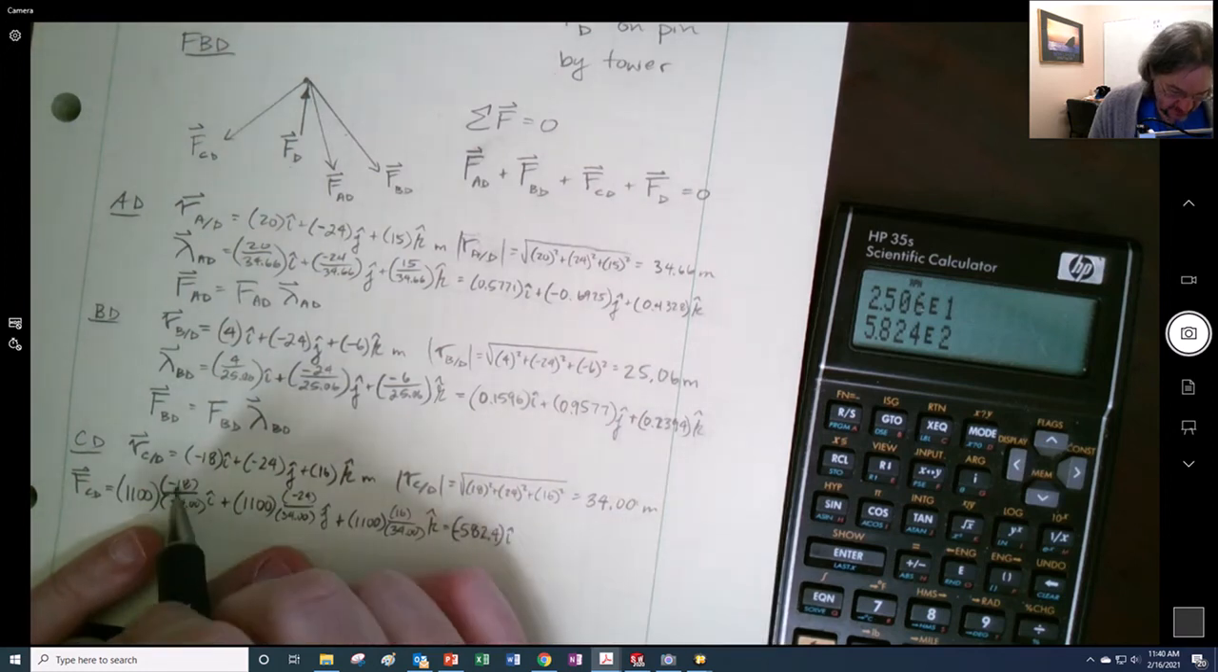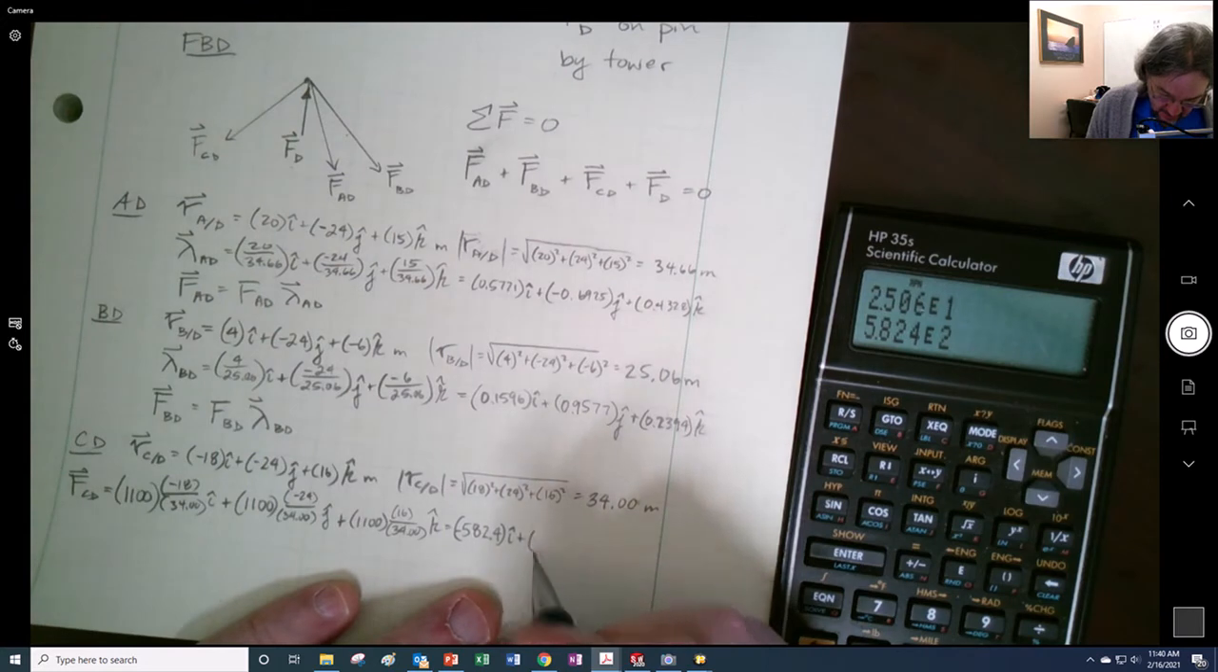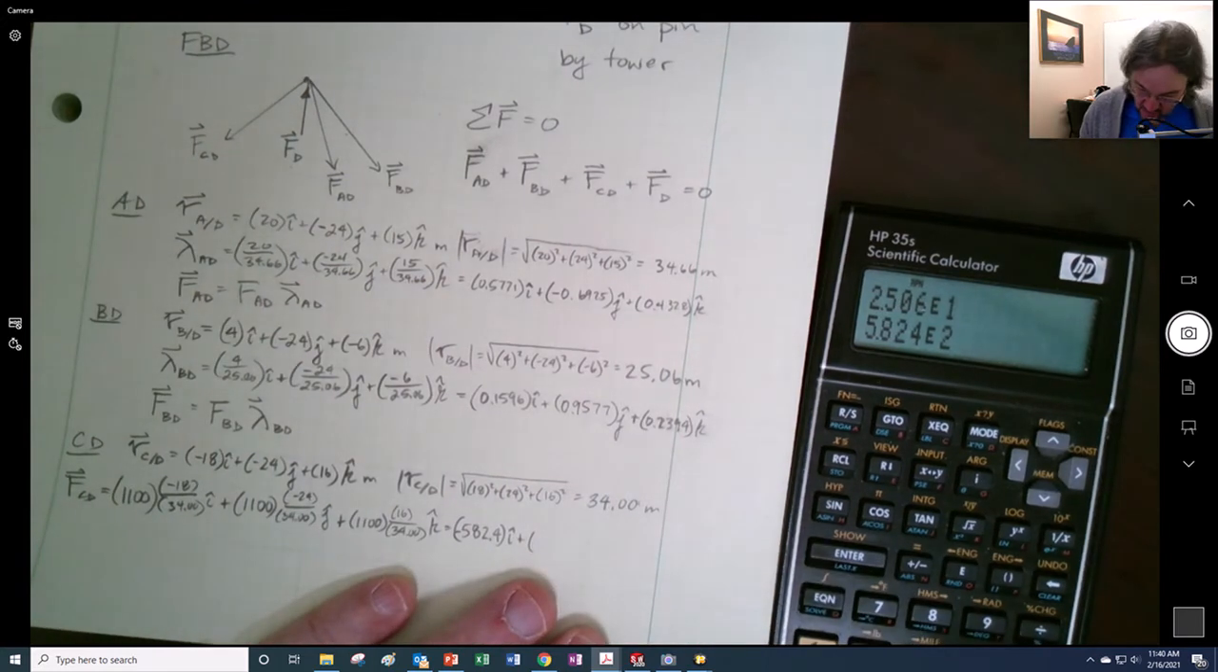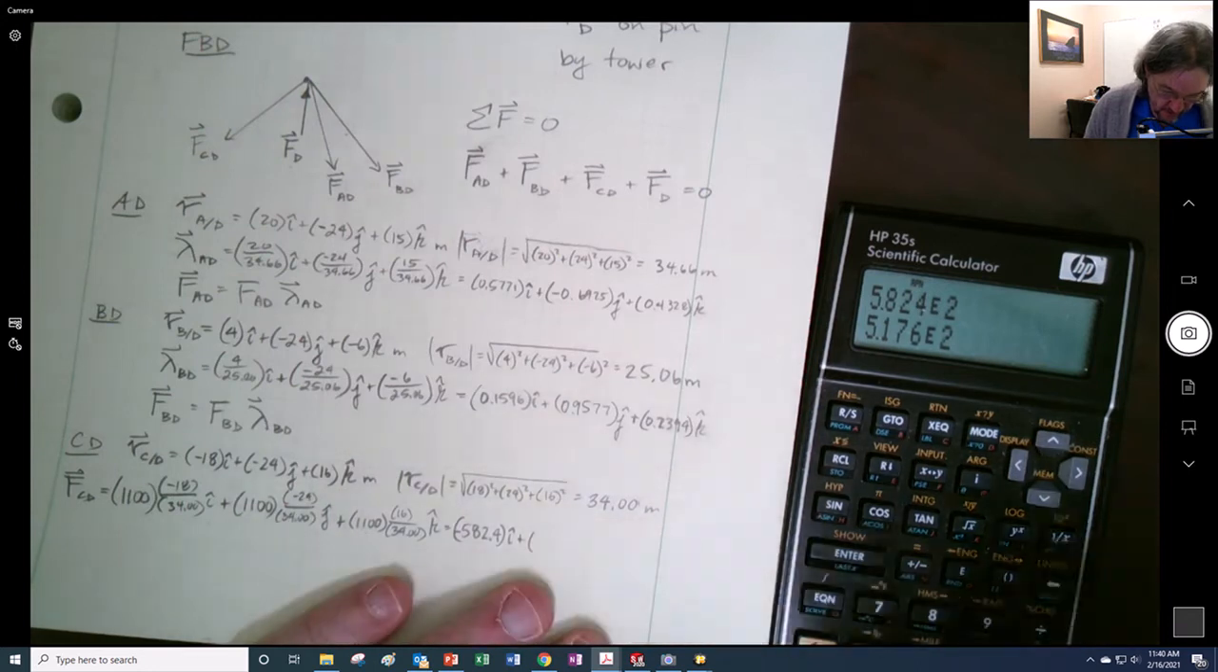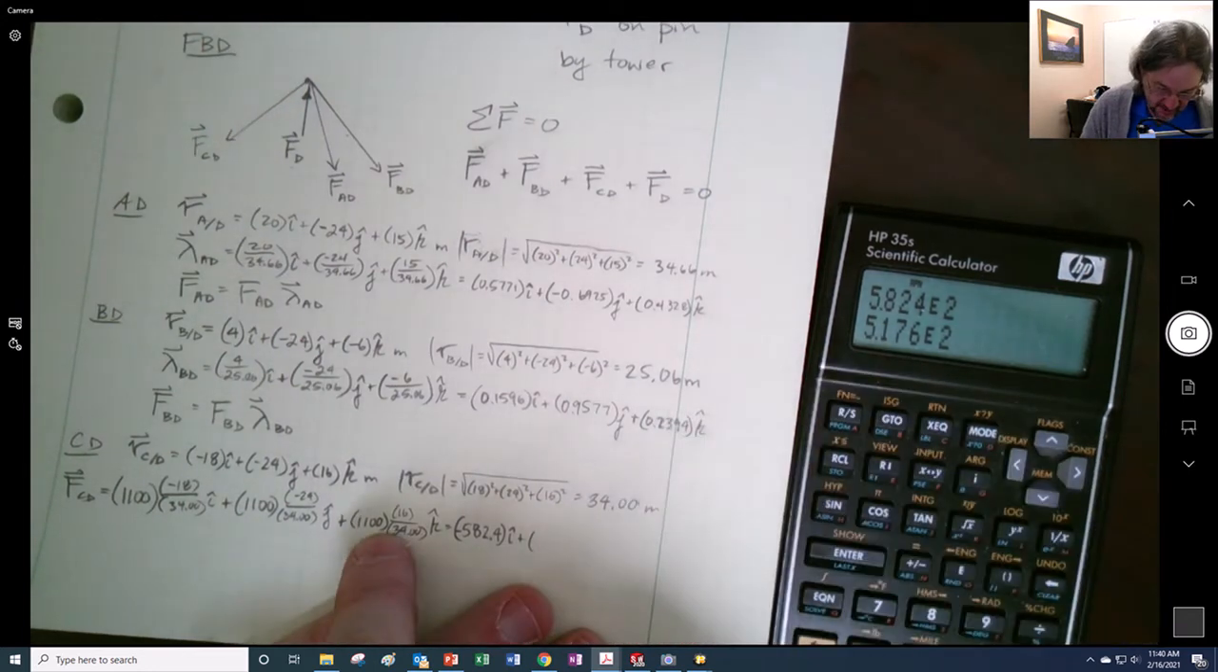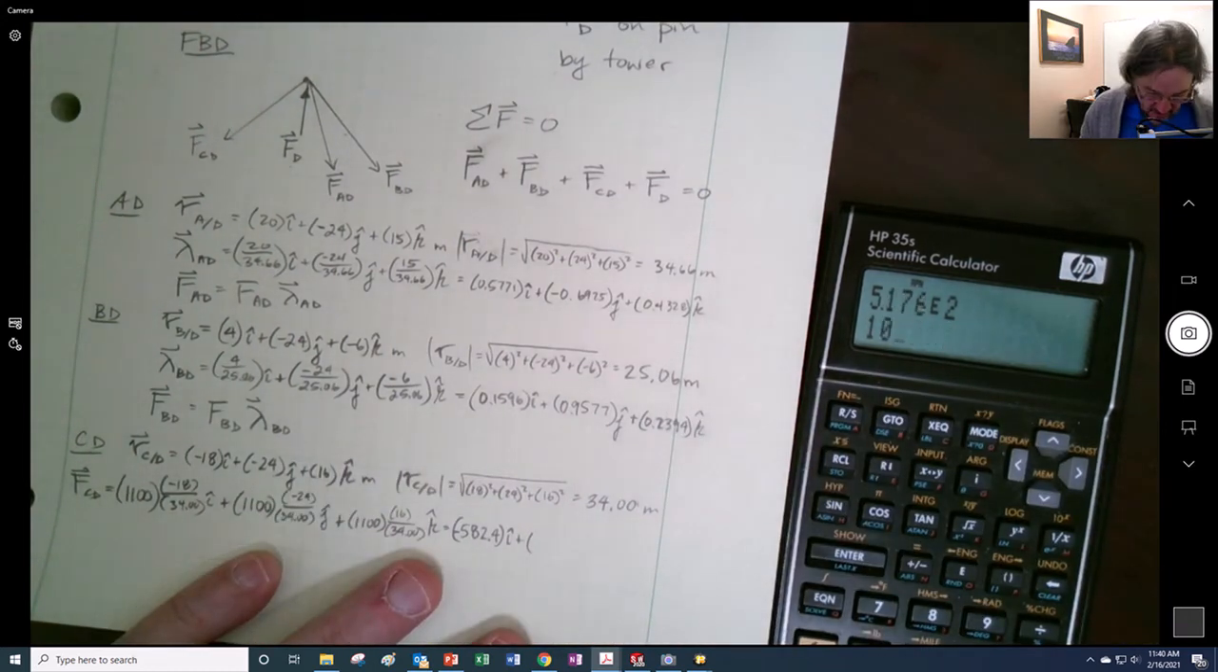582.4 I. It's negative because of that. Plus, so now I go 1,100, 16 times 34 divided, and this 2, nope, I made a mistake. That should be this one. Let's go to this one.